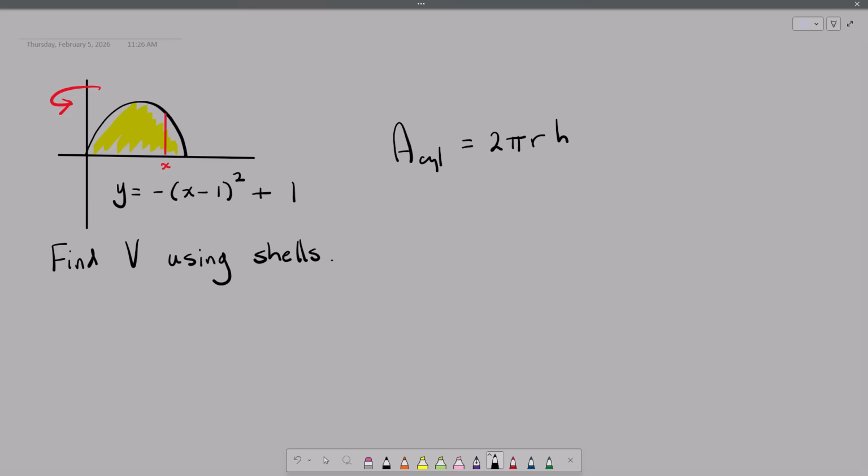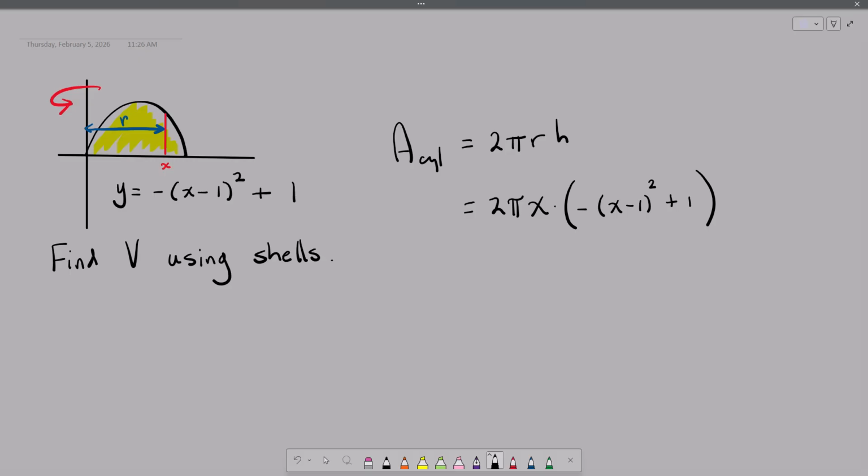So here we go. So 2 pi, maybe it's helpful to come over here and label what r is. R is the distance from the axis of rotation over to the element. That's your radius. And what is that? That is x. Okay. And then how about the height? The equation. Height is the function. It's the equation we have there for the curve. So that's going to be negative quantity, all that. So there's the area of our cylinder.